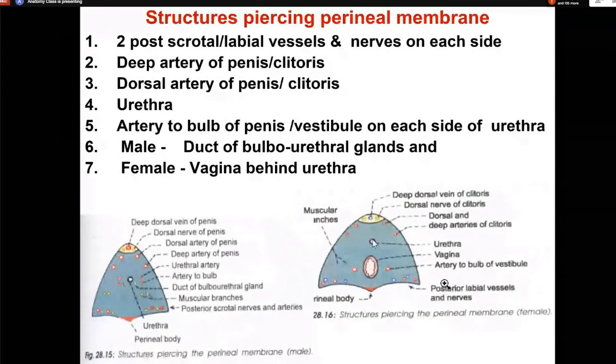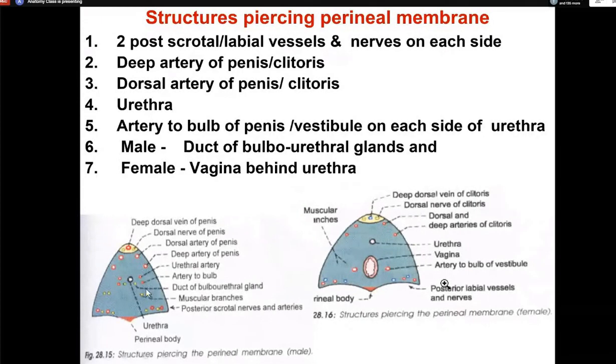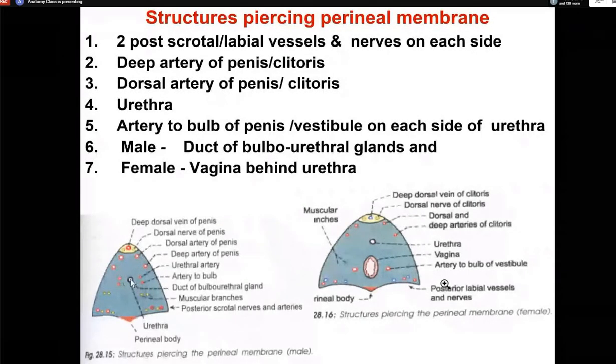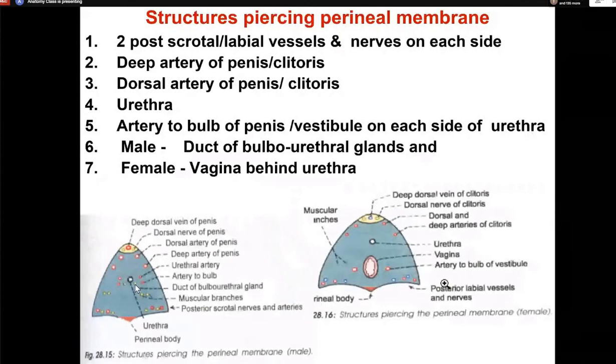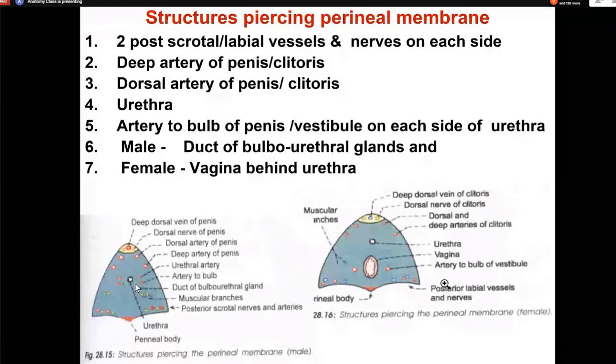Now next, the urethra is there in both male and female. That is present as a common structure. Now next one is in the case of the male. Can you see on the side of the urethra, the small dot on either side? This is known as the duct of the bulbourethral gland, that is only present in the male.